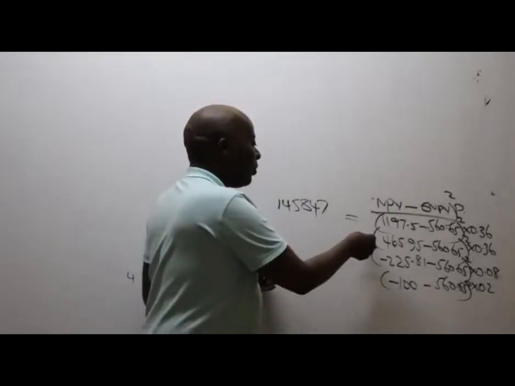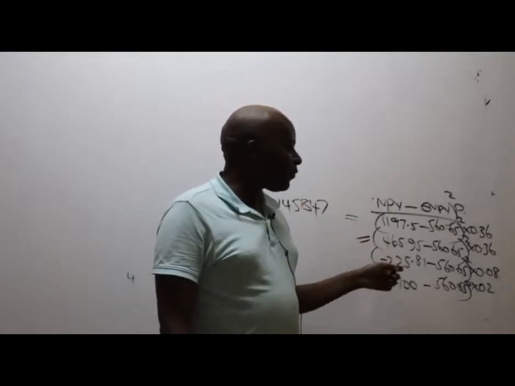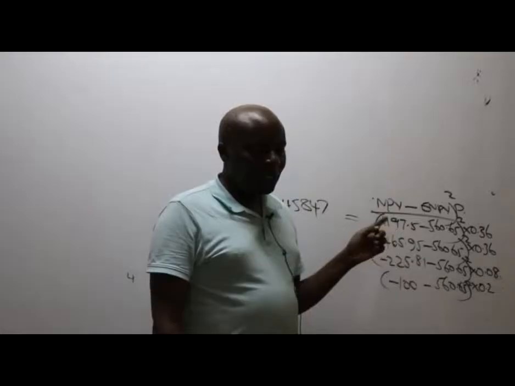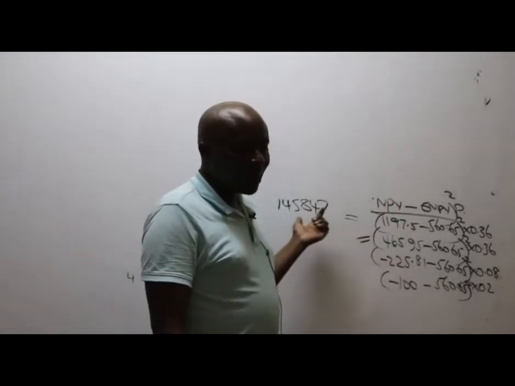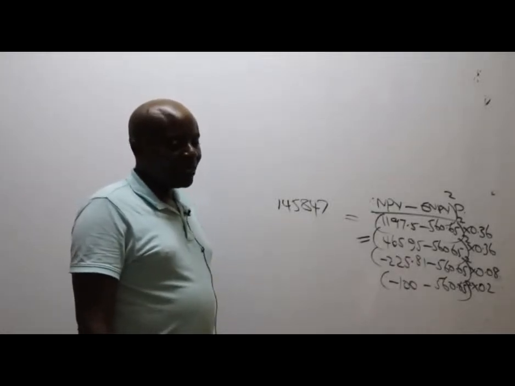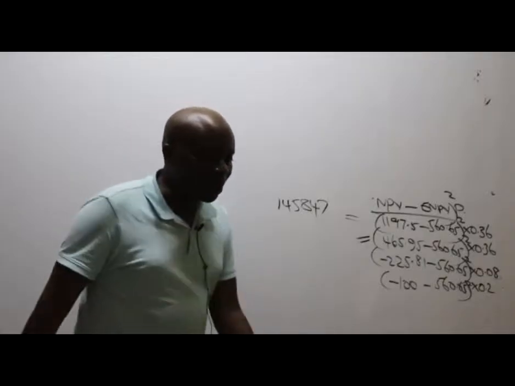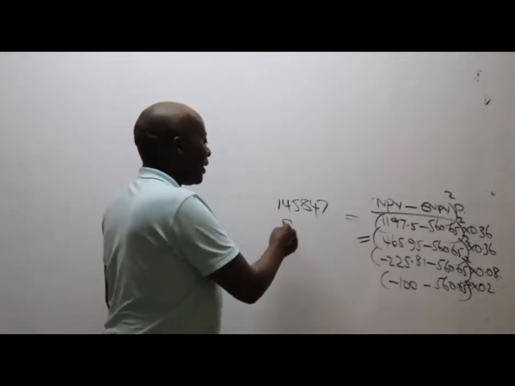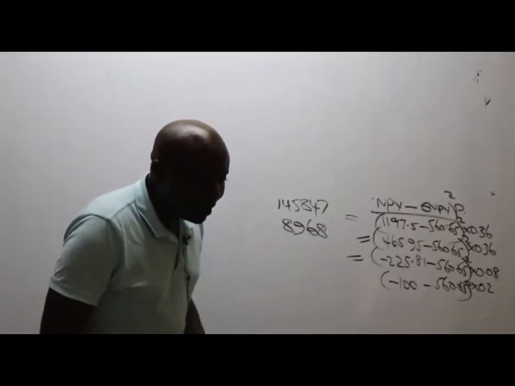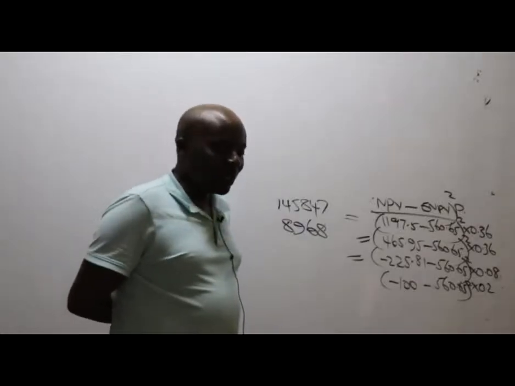How about the second one? Please remember to square. You say open bracket 465.95 minus 560.65 squared times 0.36. Could you kindly give me a whole number? I would have wanted to write the decimals, but because of time, please give me a whole number here. The second one is 8968. Go to the third one. Silvanus says that the first one is supposed to be 146.